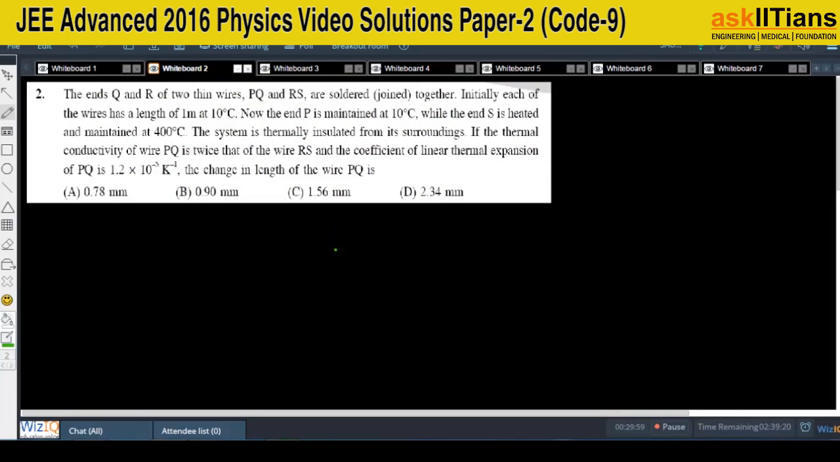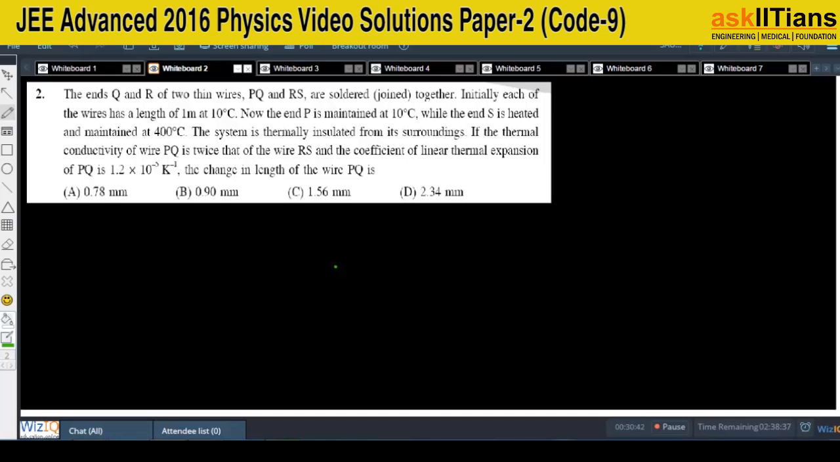Now we will discuss the second question. In the second question we are given that the ends Q and R of two thin wires PQ and RS are soldered together. Initially each wire has a length of 1 meter at 10 degrees Celsius. Now the end P is maintained at 10 degrees Celsius while the end S is heated and maintained at 400 degrees Celsius. The system is thermally insulated from its surroundings. The thermal conductivity of wire PQ is twice that of wire RS, and the coefficient of linear thermal expansion of PQ is 1.2 × 10⁻⁵ per Kelvin. We have to find the change in the length of the wire.